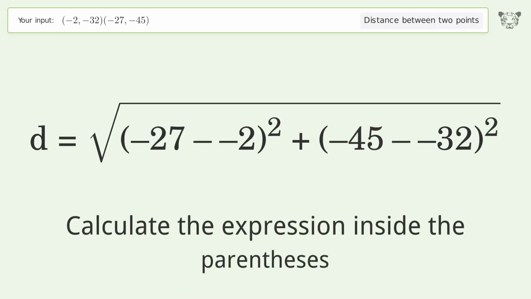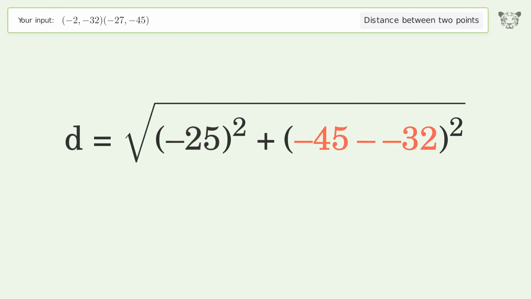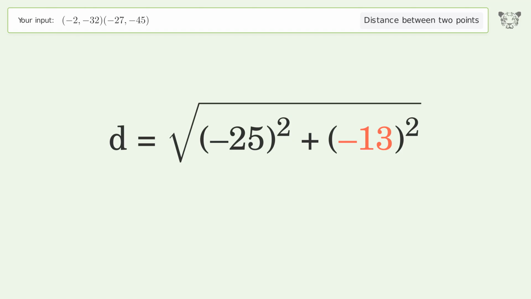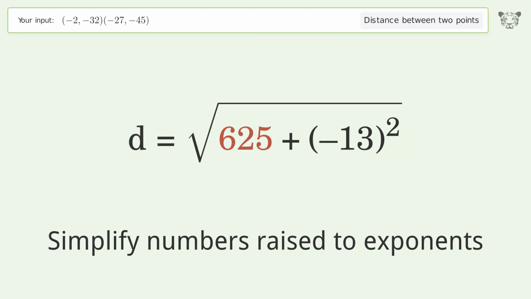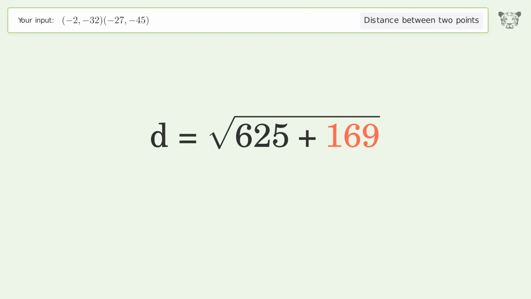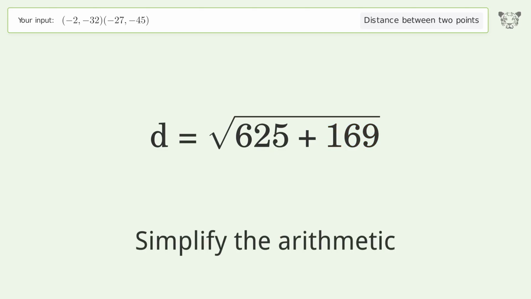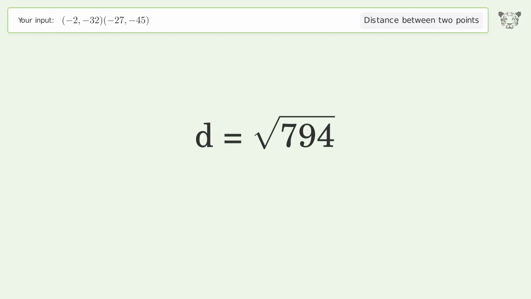Calculate the expression inside the parentheses. Simplify numbers raised to exponents. Simplify the arithmetic. And so the distance between the 2 points is the square root of 794, or 28.178.